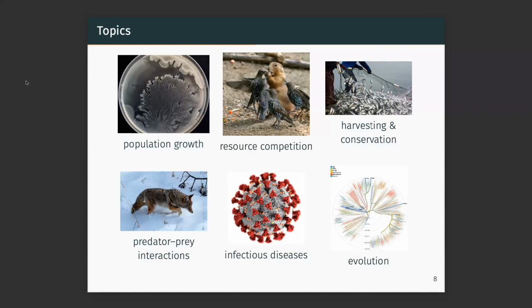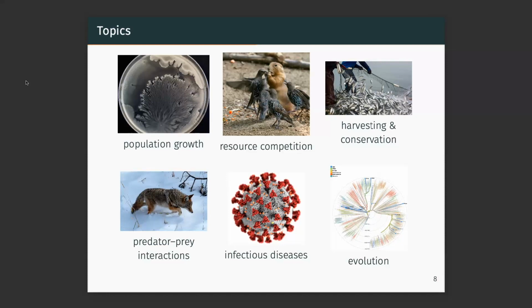We'll then think about some exploiter-victim relationships. So these can also be thought of as consumer-resource, or in this case, predator-prey, where, again, we have two species. One of them is now benefiting at the expense of the other. Incidentally, I'm very proud of this photo. I took this when I was in the Grand Tetons of a coyote hunting in the snow.